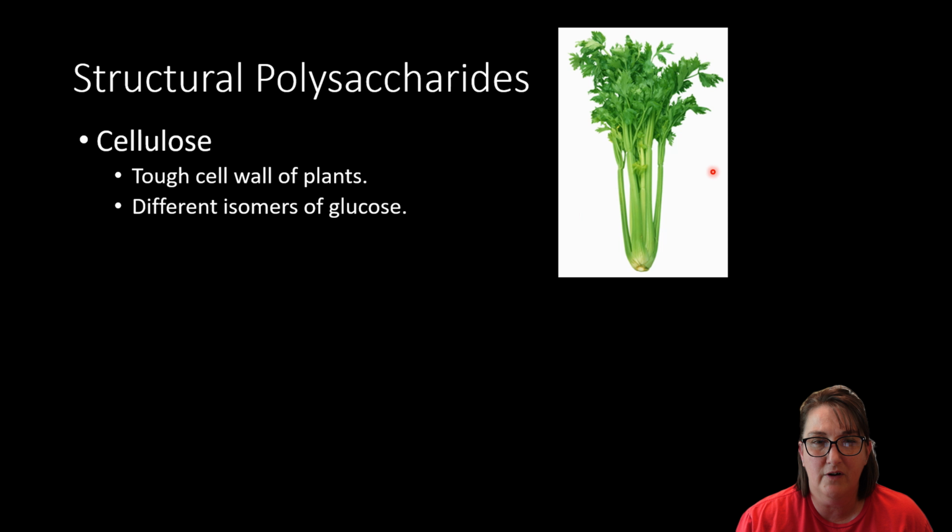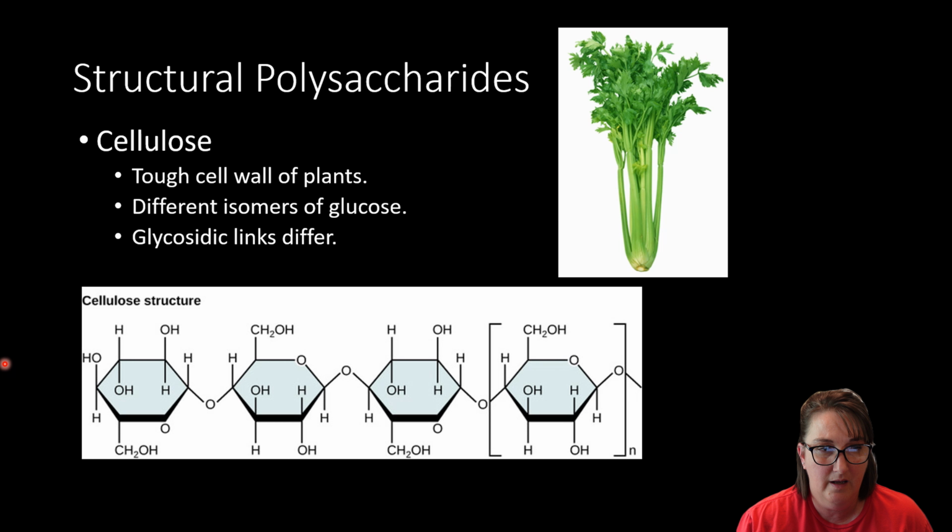It's a different isomer of glucose. Remember, an isomer is when I still have C6H12O6, but my setup is different. So cellulose is an isomer of glucose. The glycosidic links are going to be different. Remember, one goes down, one goes up. So one goes down, one goes up.